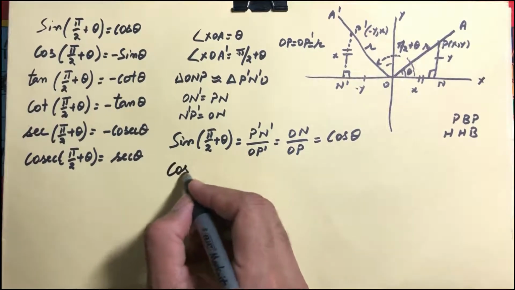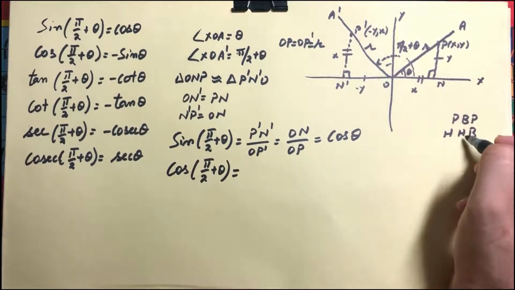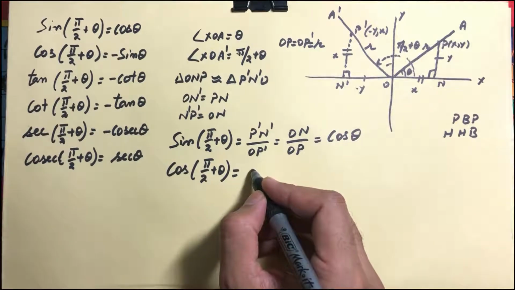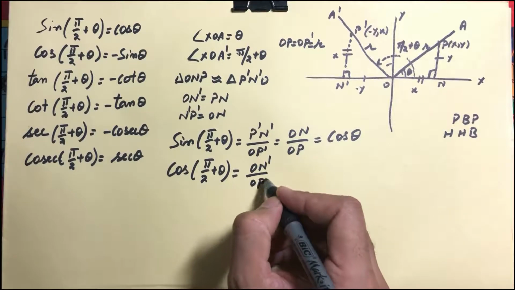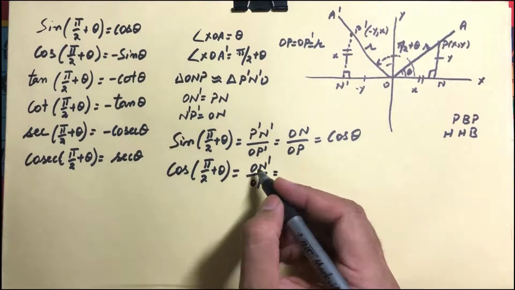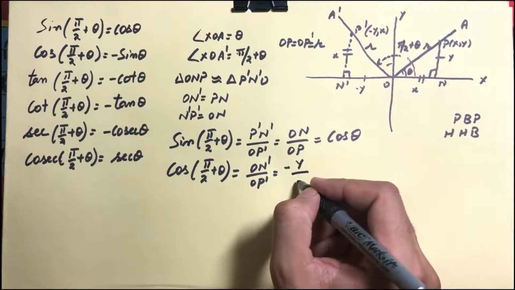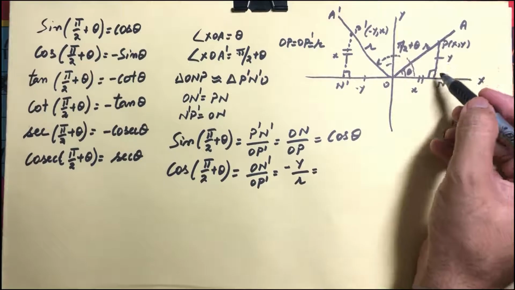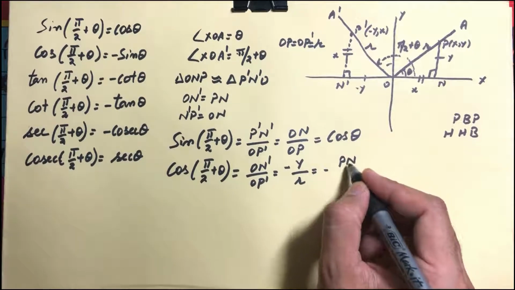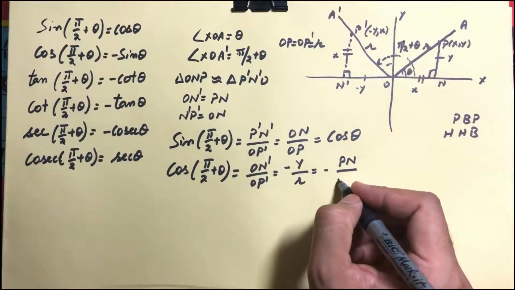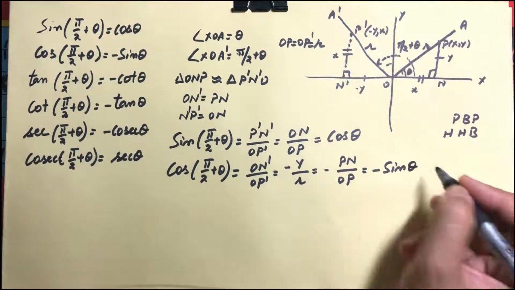Now cos of pi by 2 plus theta equals base upon hypotenuse. What is the base here? ON dash upon OP dash. And here you see what is ON dash? Minus y upon OP dash is R. And what is y here? This is minus of PN upon OP, which is minus of sine theta.